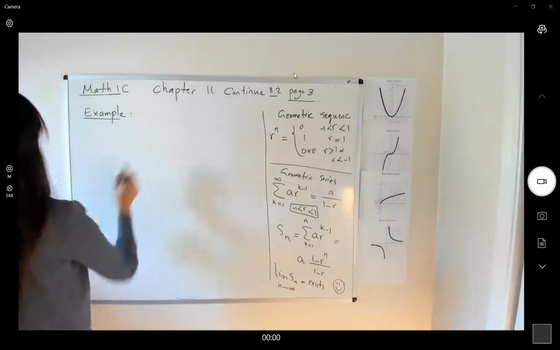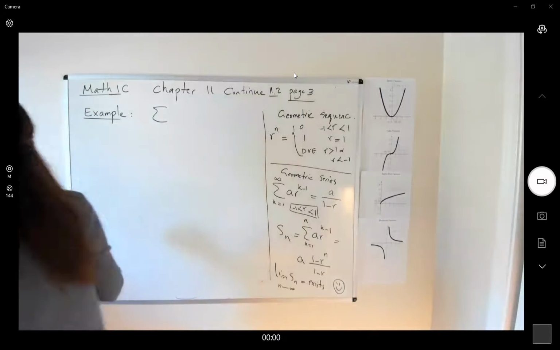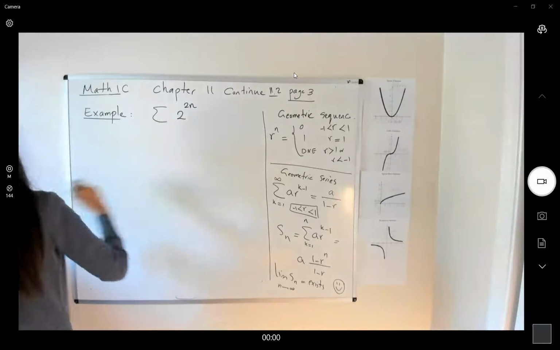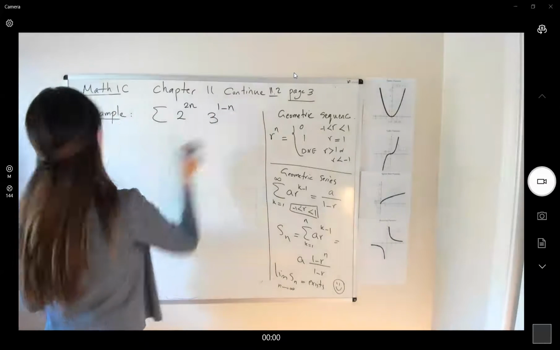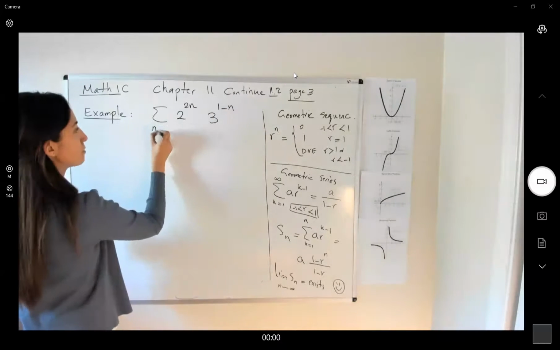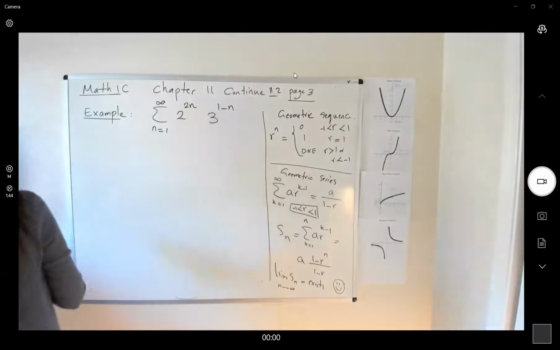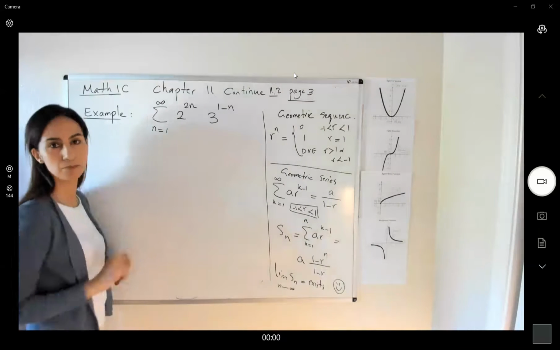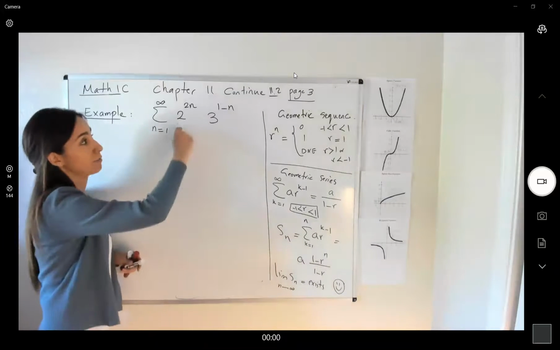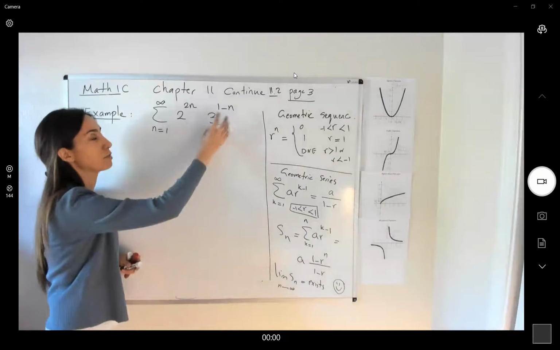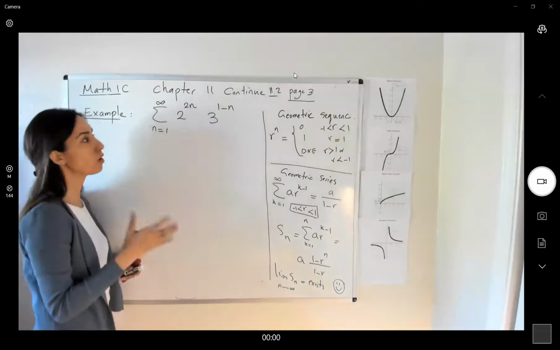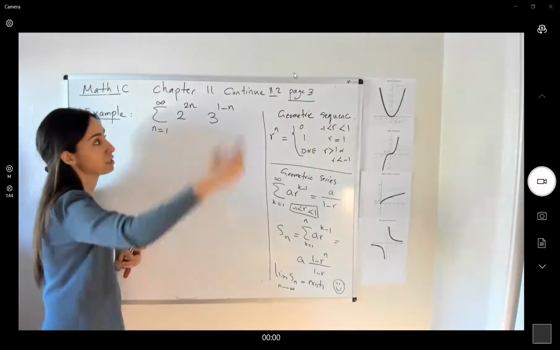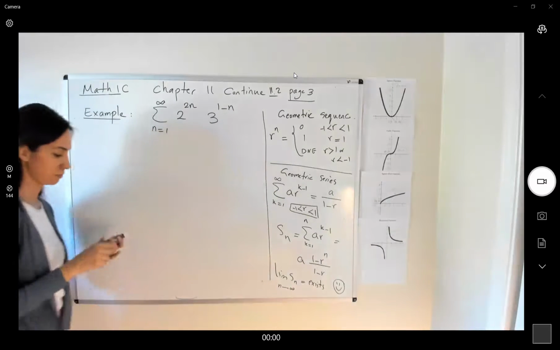Example. So here you have this series. Analyze this series: the sum of 2 raised to 2n times 3 raised to 1 minus n, where n starts from 1 and goes to infinity. I have 2 raised to something, and 3 raised to something else. My goal is to see if I can form a geometric series from this series.